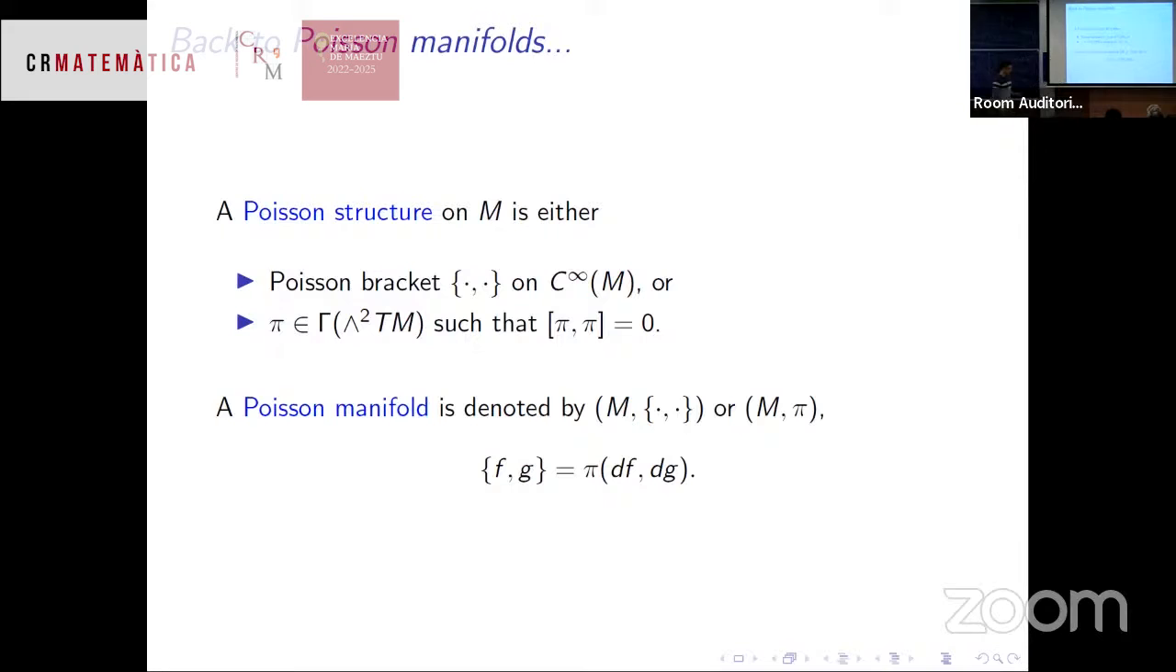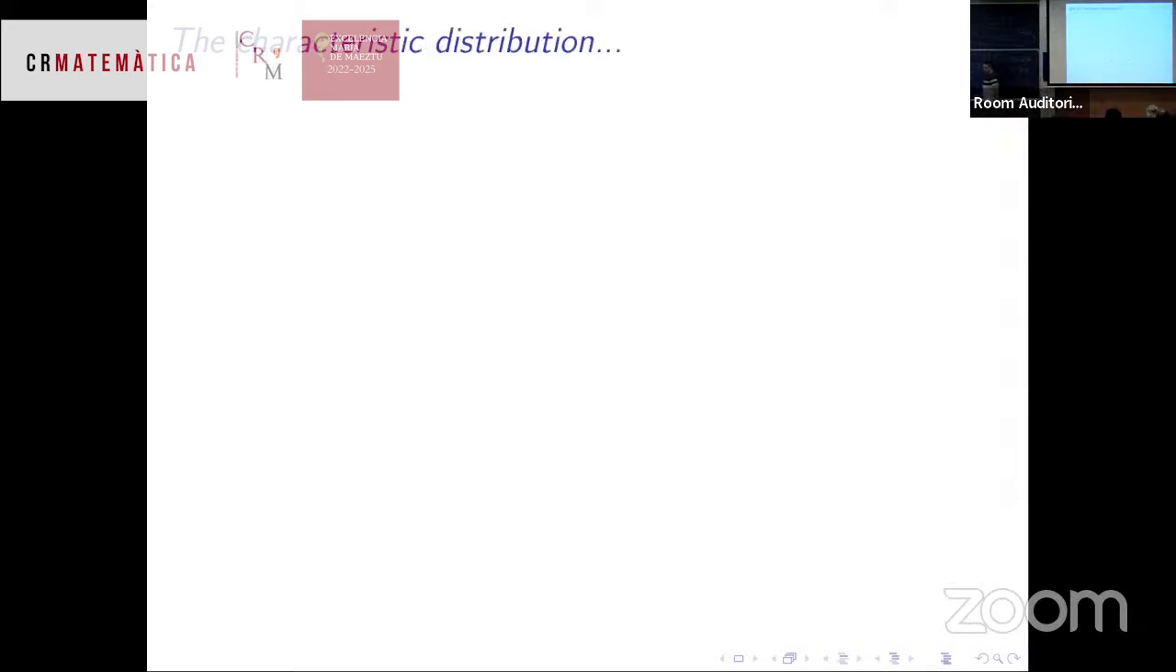So there's another object naturally associated with a Poisson manifold that turns out to be very important that I want to mention, called the characteristic distribution. And this makes contact, I think, with the mini course that Camille will be teaching on singular foliations.